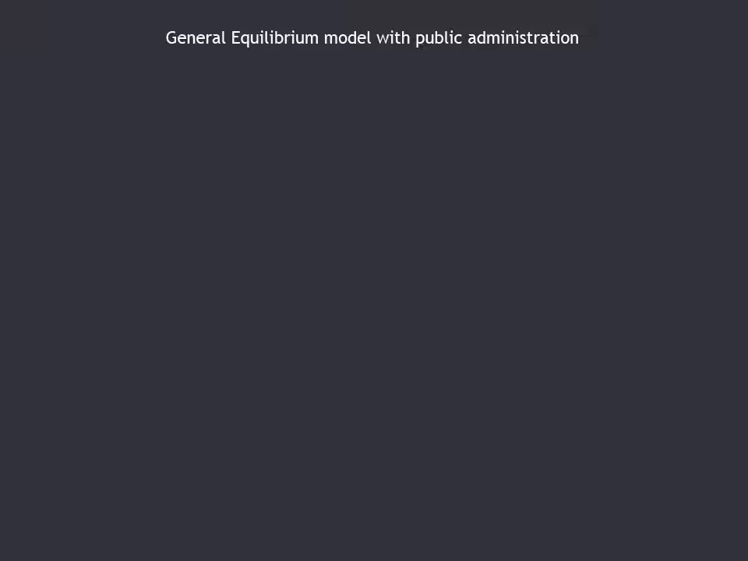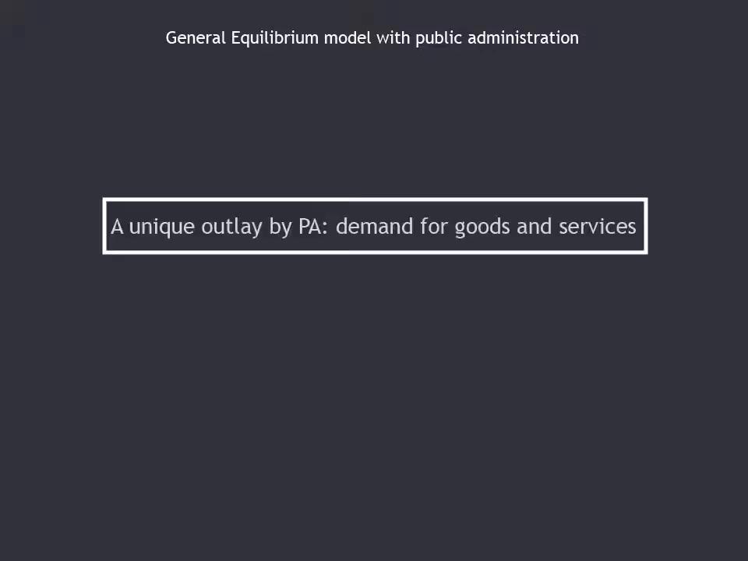So let's now see how the outlay of public administration is modeled. I remind you that we suppose the unique outlay by public administration is its demand for goods and services. Of course, in reality, we have other types of public administration outlay, like subsidies to corporates or transfers to households.